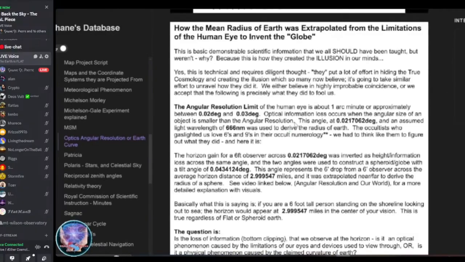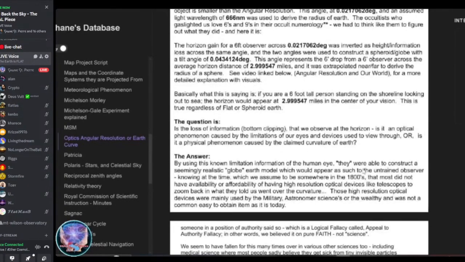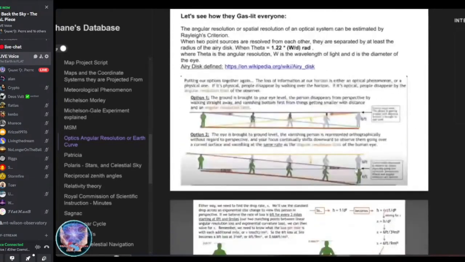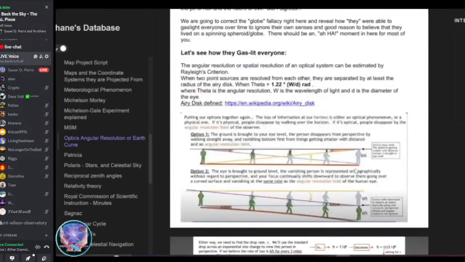So we can use optical limits of the Rayleigh criterion and the perceived drop over a short distance of a 6 foot observer. And we can use these two things to backwards derive the radius of Earth, right? It's very simple. Here's exactly how we're going to preface it. Again, this is all available on the published database under the optics, angular resolution or Earth curve section. It goes a little bit more in depth.